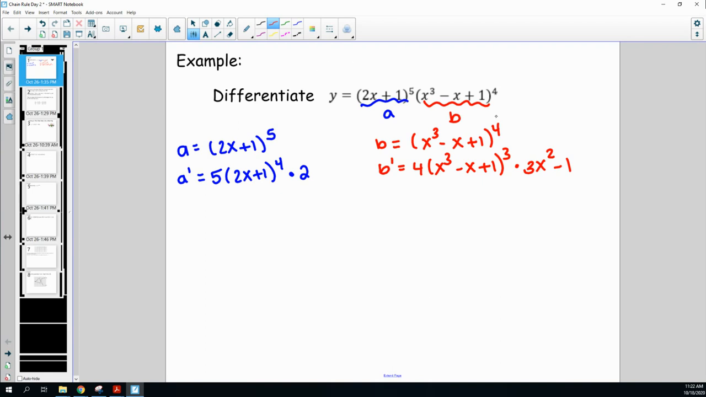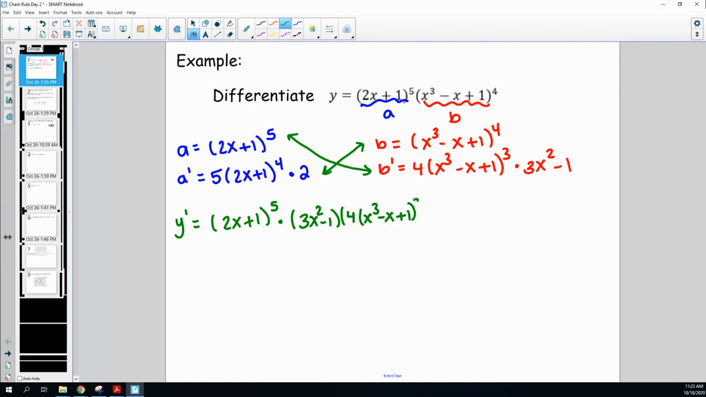So since my overall y function is using the product rule, what I'm going to do is the derivative y prime, and it's going to be the first, which is a, so (2x + 1)^5, times the derivative of the second. So the derivative of the second is this b prime. So what we're really doing is multiplying a times b prime, and then we'll multiply b times a prime. So we're doing a weird type of multiplication. So I'm going to multiply this by (3x^2 - 1) times 4(x^3 - x + 1)^3. So that's just the first times the derivative of the second.